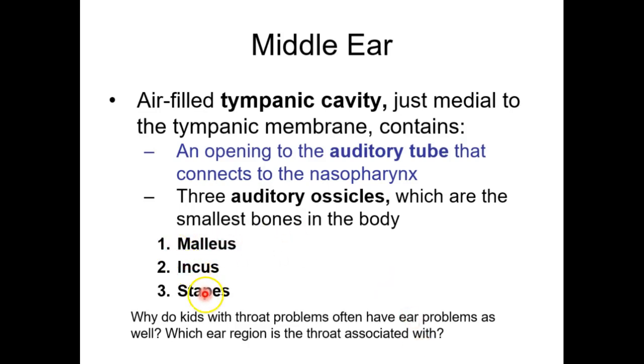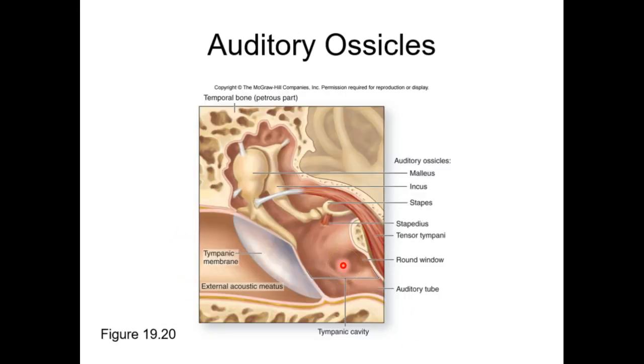Middle ear, malleus, incus, and stapes. Here's the malleus, incus, and stapes. So what's happening is sound waves are going to come in. They're going to vibrate the tympanic membrane. That's going to in turn vibrate the malleus, incus, and then the stapes.